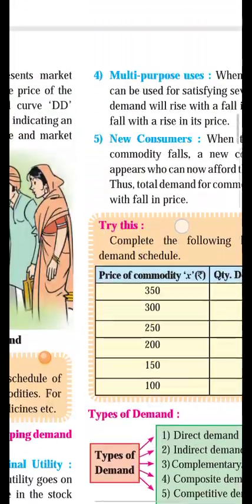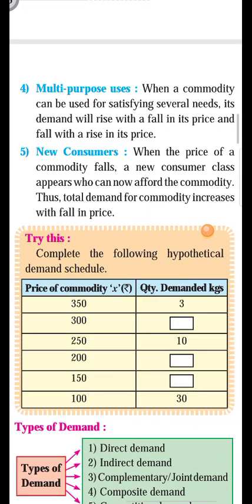Fourth is multi-purpose uses. Some commodities we have seen have multi-purpose uses, for example, electricity. When the price of electricity falls, people have more demand for electricity, and because of the lower price, there is more demand, so the curve slopes downward from left to right.